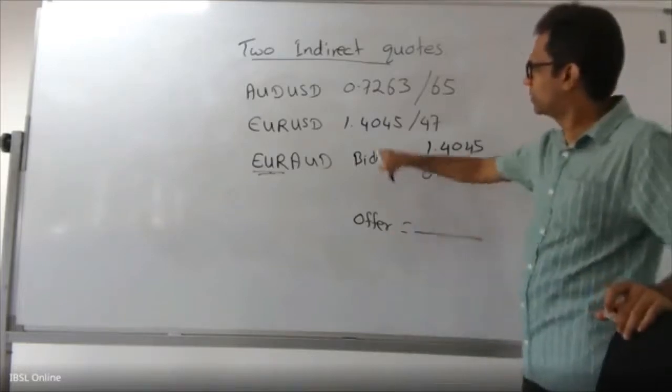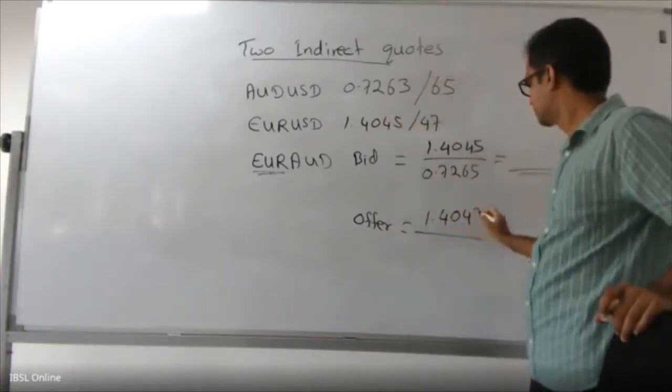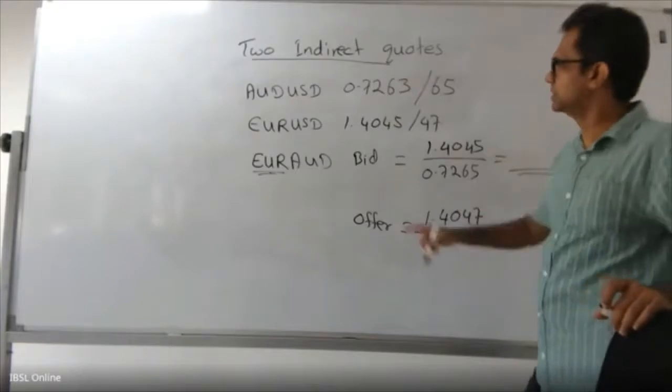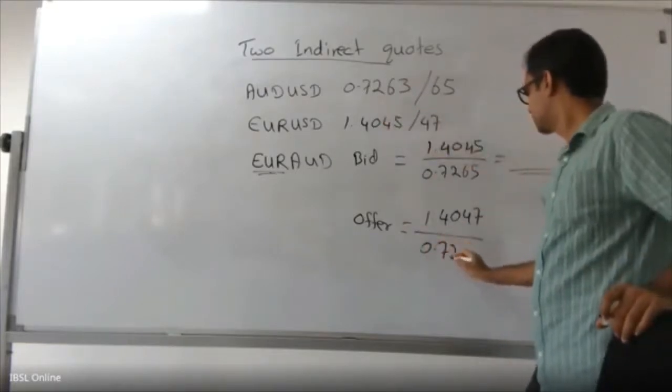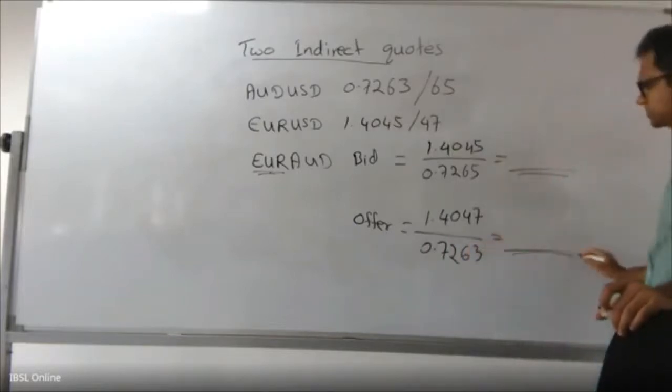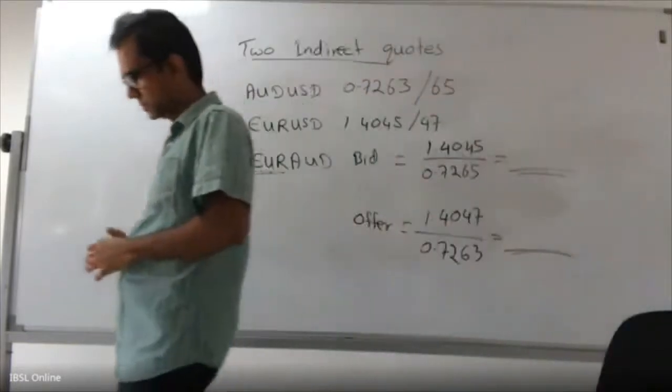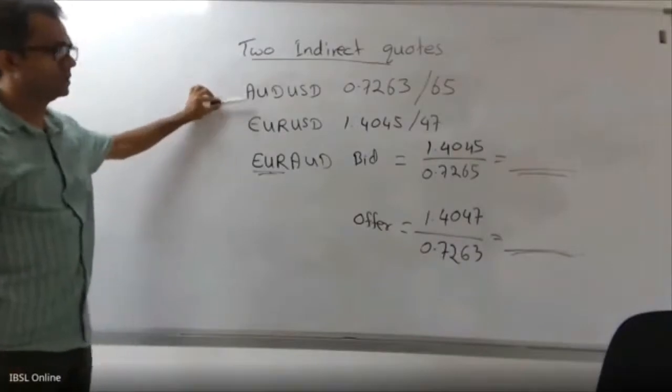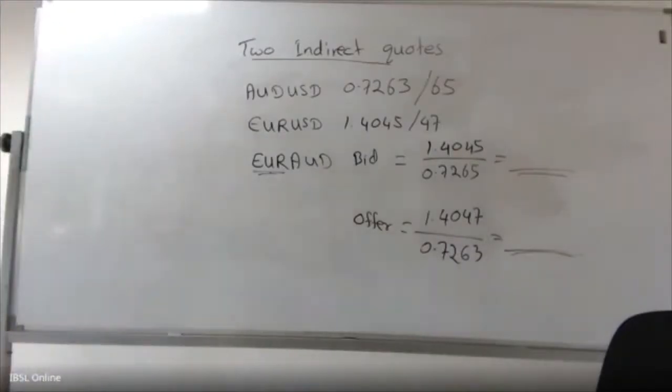In the offer of euro, 1.4047 divided by the bid of Aussie, 0.7260. Remember, both are indirect quotes. Any questions?